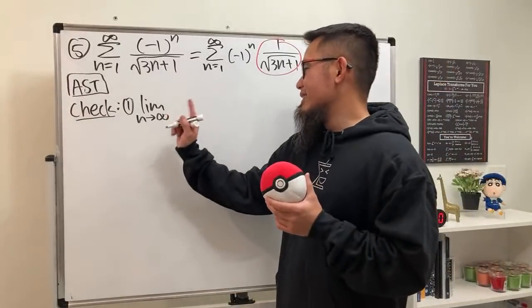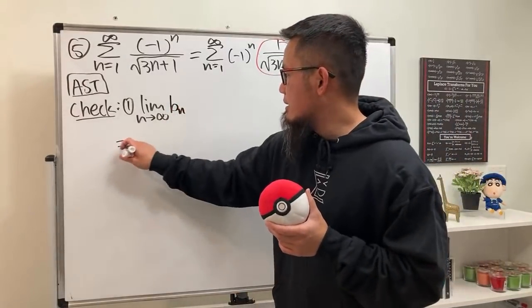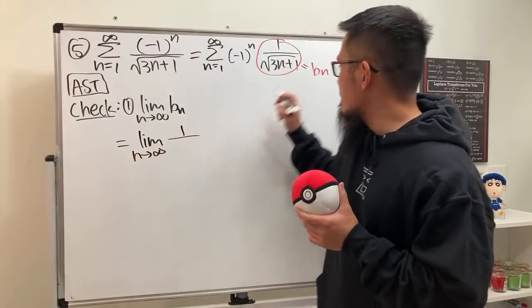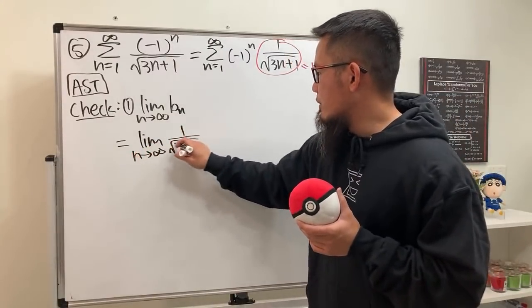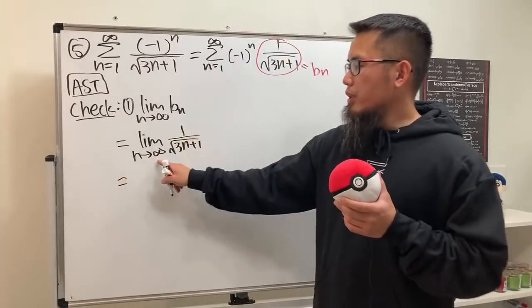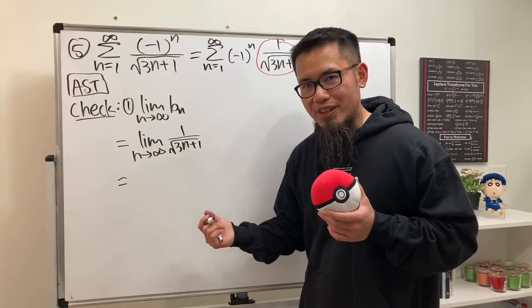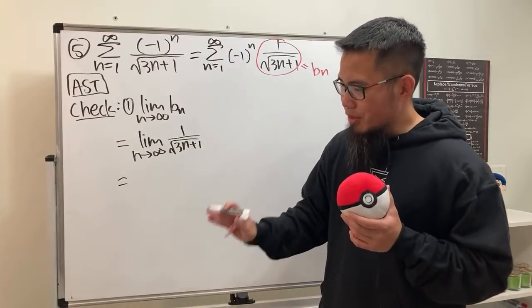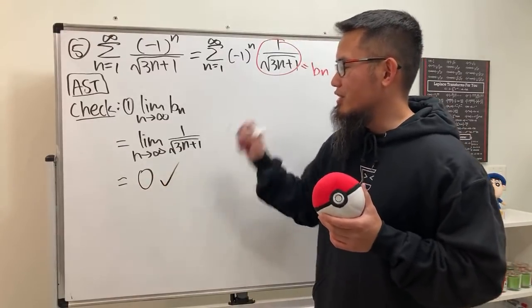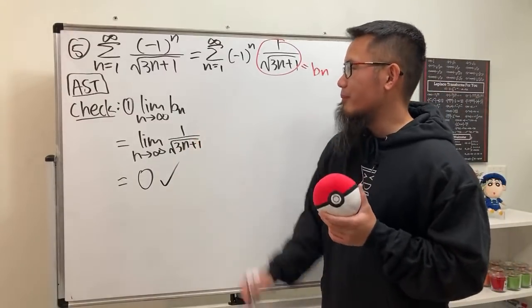Anyway, take the limit of Bn, right? And let's see, this is just the limit as n goes to infinity of 1 over square root of 3n plus 1. When you put infinity in here, 3 times infinity is infinity, plus 1 is still infinity, and you take the square root, it's still infinity, but 1 over infinity is equal to 0. So this right here checks. So it's pretty clear to just go from here to here.